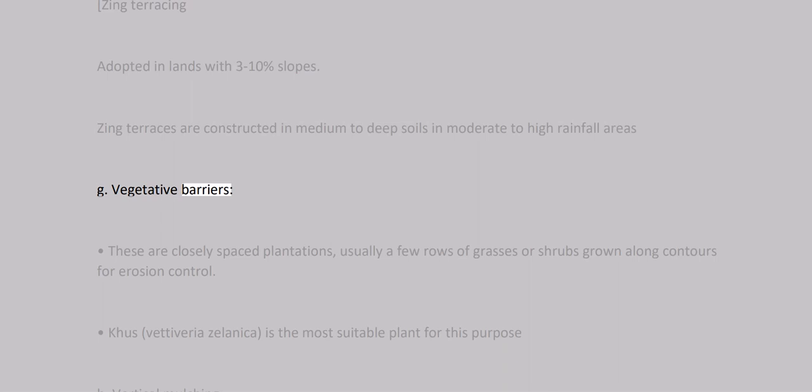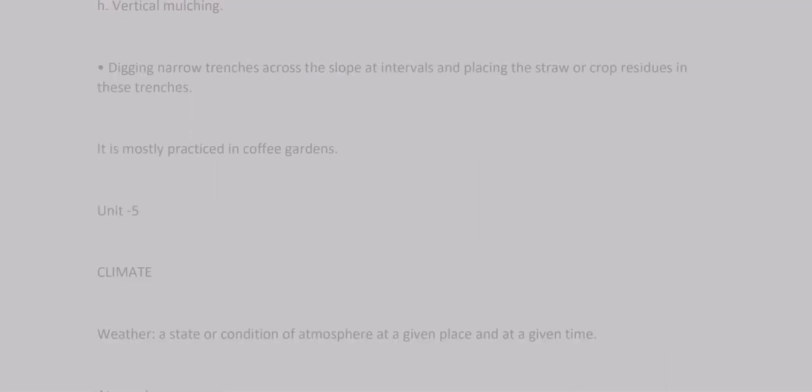G. Vegetative barriers. These are closely spaced plantations, usually a few rows of grasses or shrubs grown along contours for erosion control. Khus of Vetiveria zizanioides is the most suitable plant for this purpose. H. Vertical mulching. Digging narrow trenches across the slope at intervals and placing the straw or crop residues in these trenches. It is mostly practiced in coffee gardens.